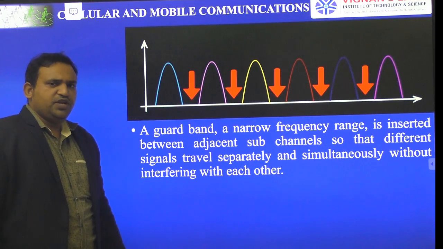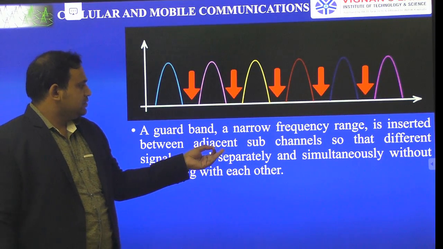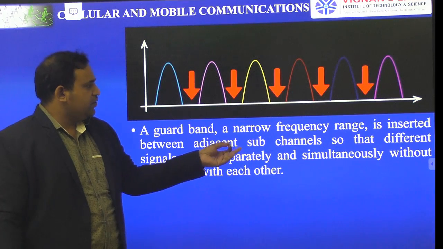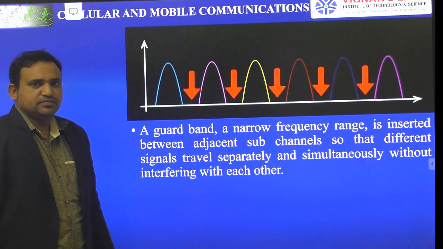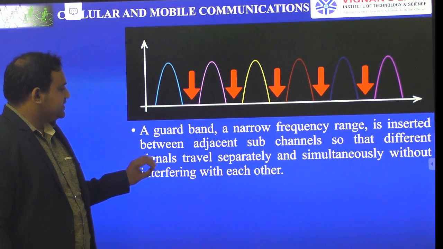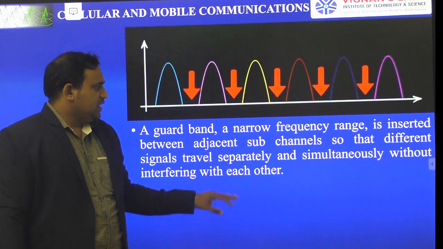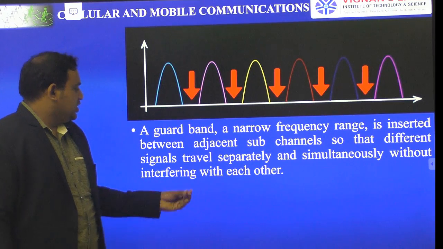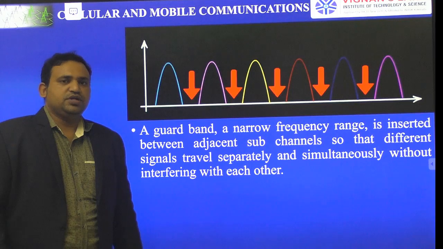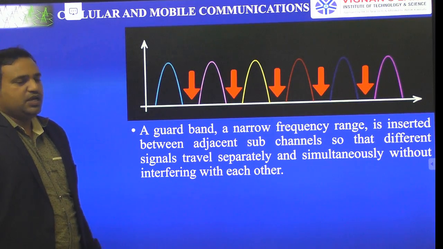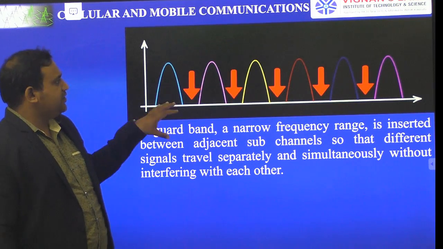Here in FDM, a guard band is inserted. That is, a narrow frequency range is inserted between adjacent channels so that different signals travel separately and simultaneously without interfering with each other. So during transmission in FDM, guard bands are inserted between different signals.